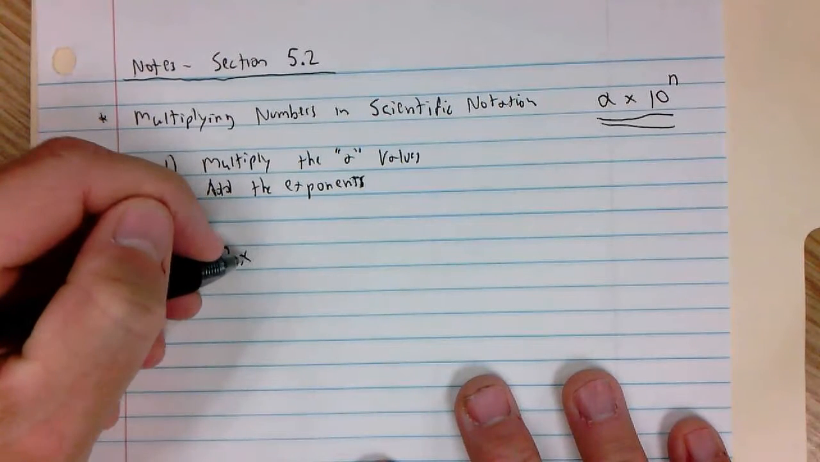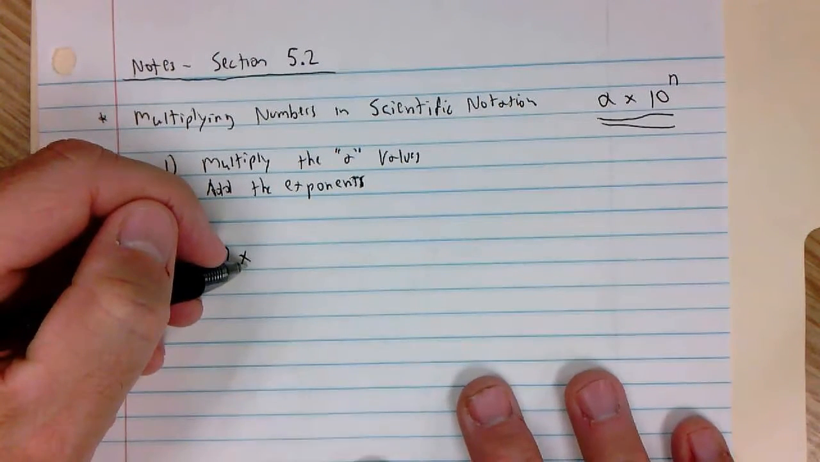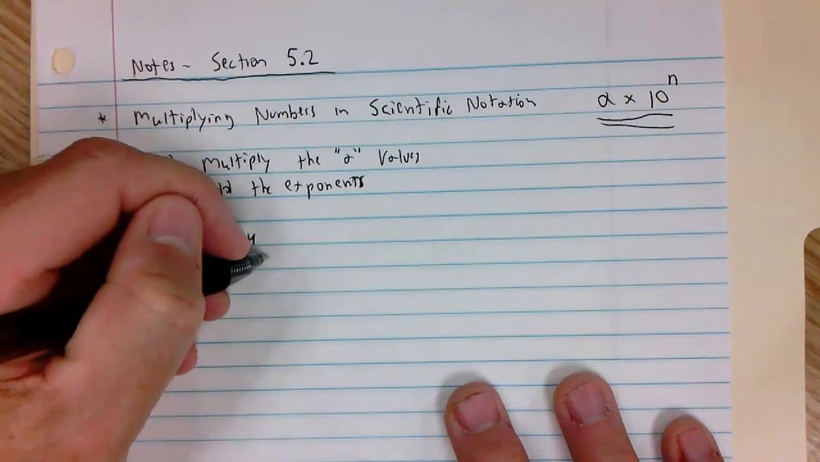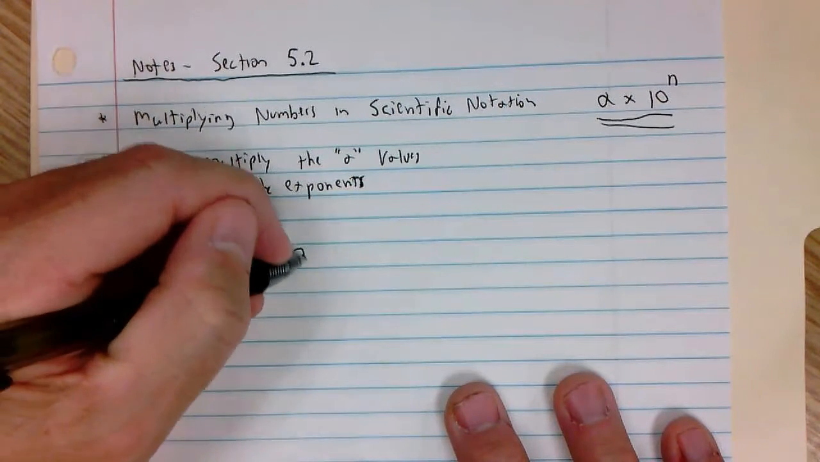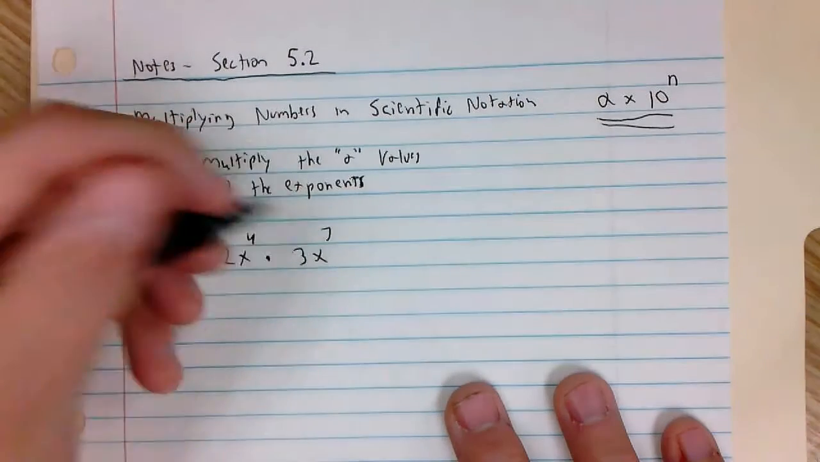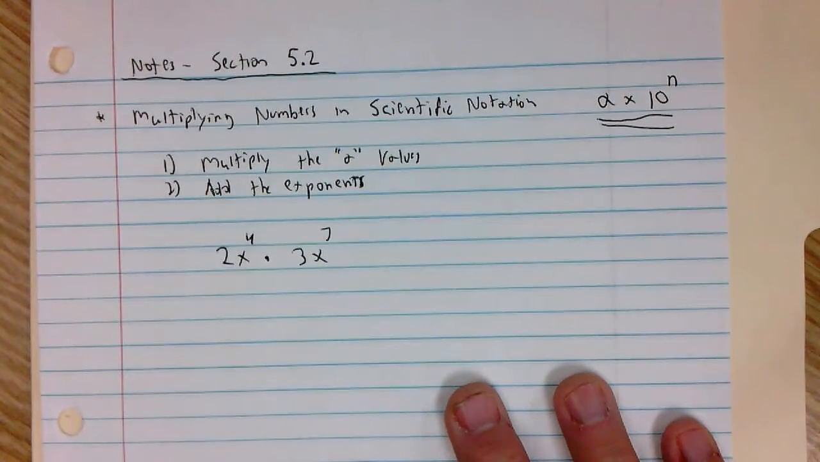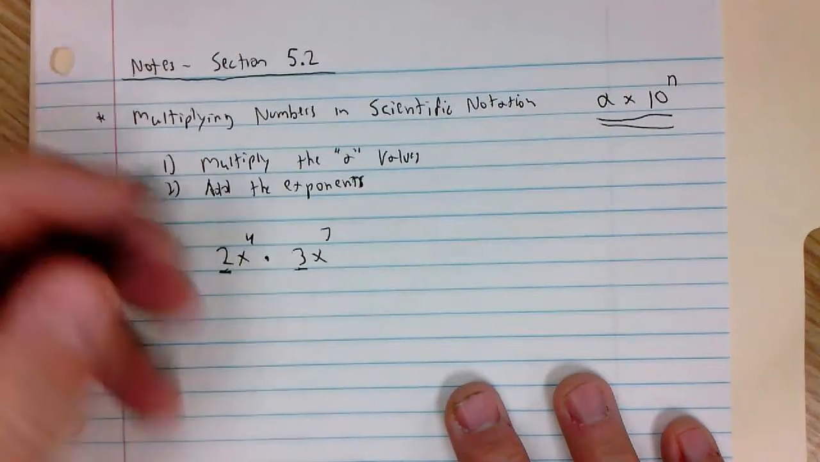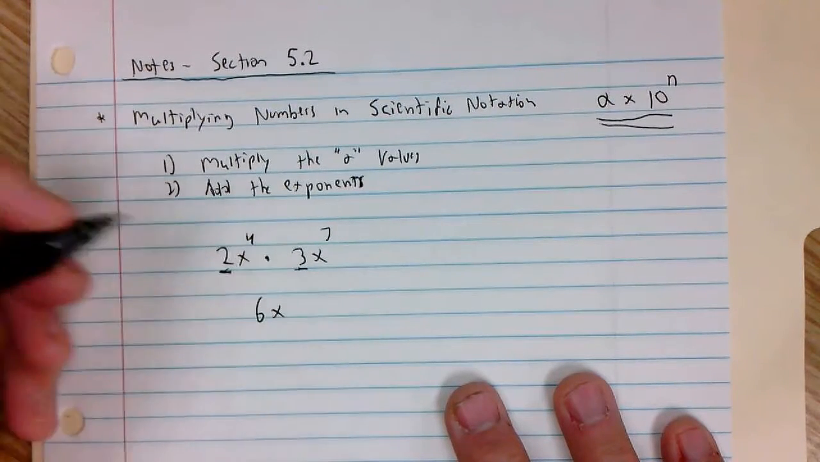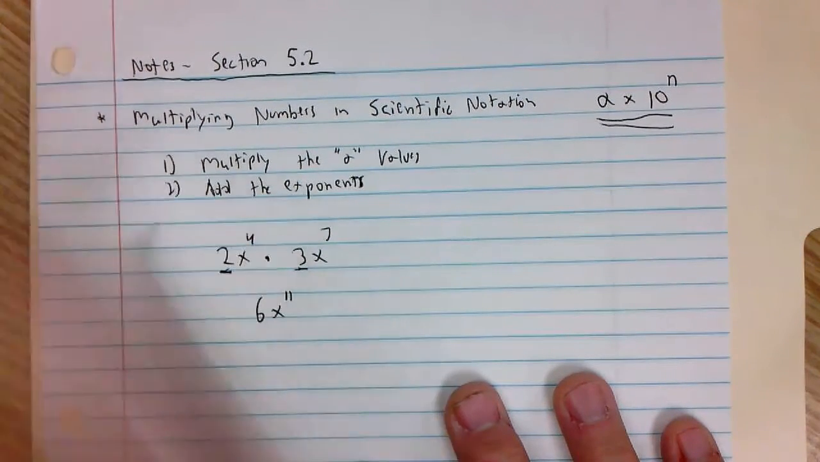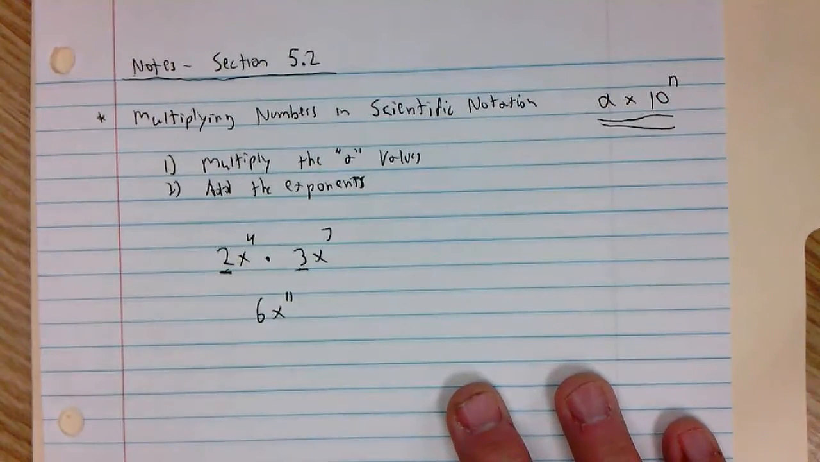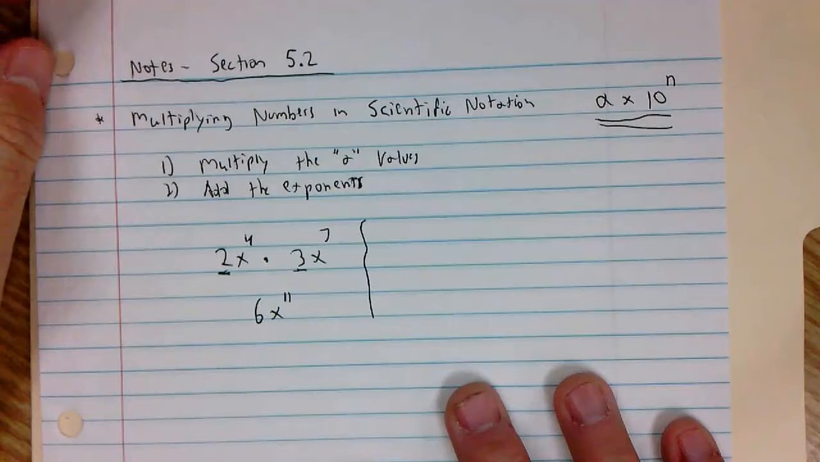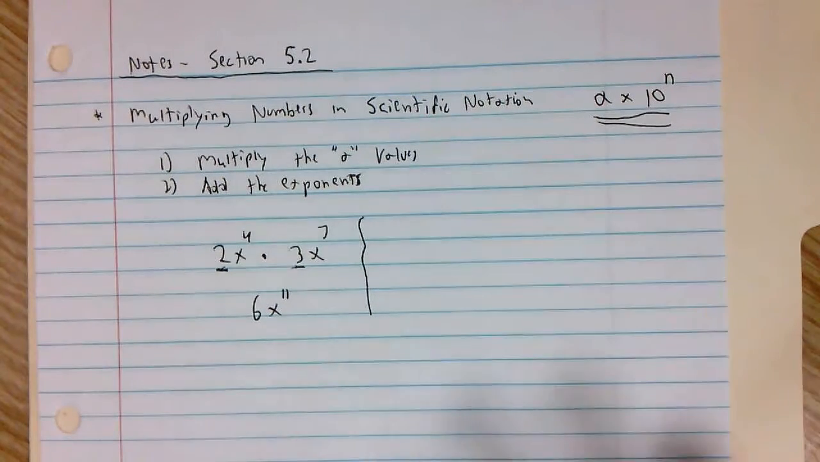You know, I would compare this to something you know how to do, which is when you have like 2x to the fourth power times 3x to the 7th power. You guys know how to multiply those together, right? You multiply the coefficients and get 6, and you add the exponents and get 6x to the 11th power. Well, scientific notation works very similar to that. It's really the same type thing.